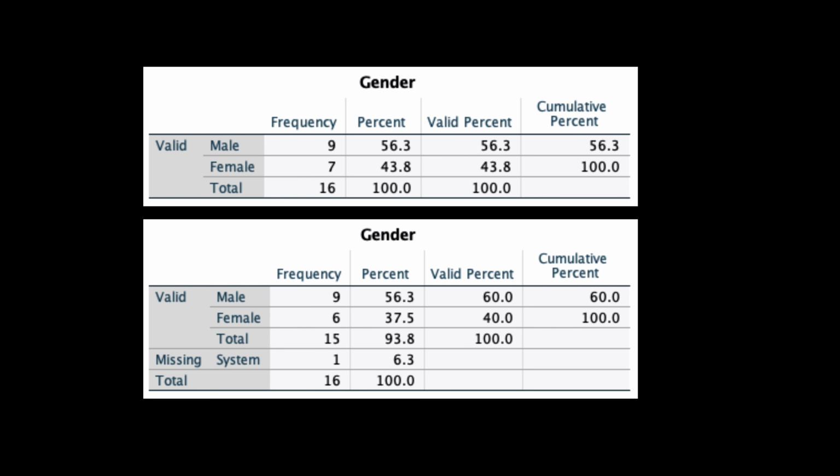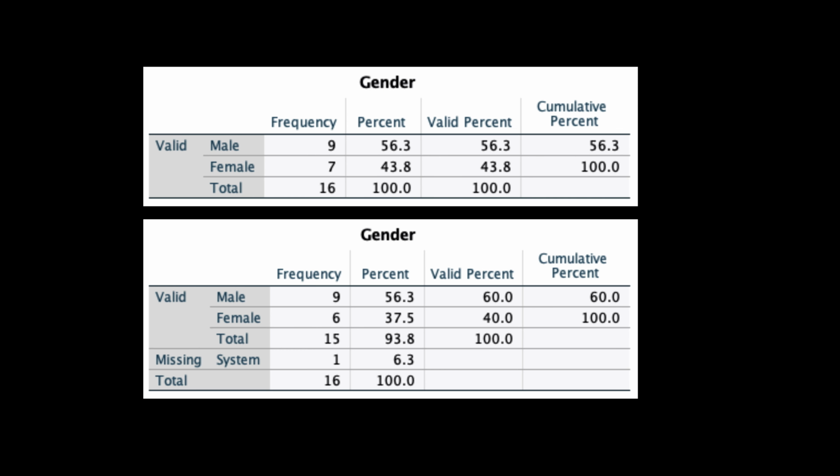So to answer the first question about relative and cumulative frequencies, you can take a look at the two boxes. The top box is when you have all your participants, and you'll see frequency, which can also be called count, percentage, valid percentage, and cumulative. And you'll notice that on the male is 56.3 all the way across, and then it's 44.3, and then 100%. I don't know why the 100% is there, but it's these two right here.